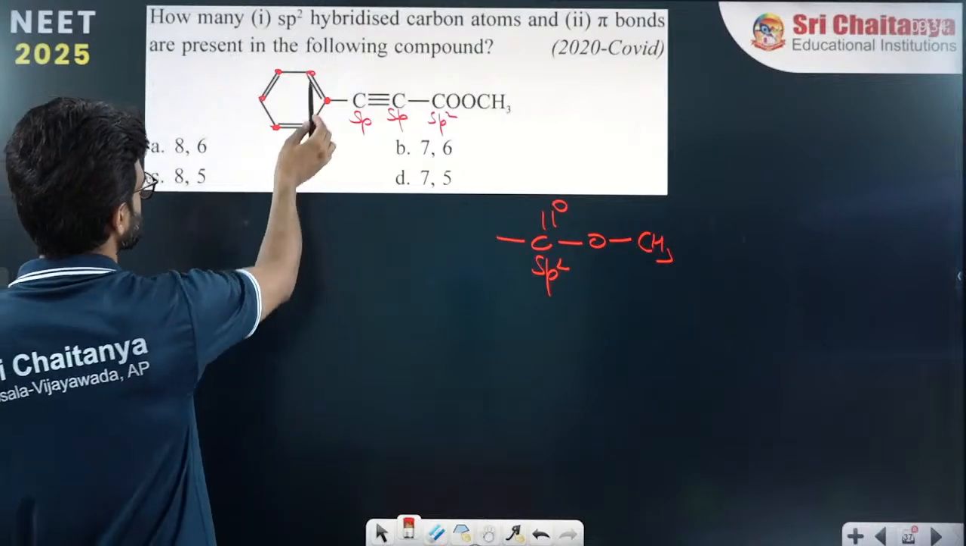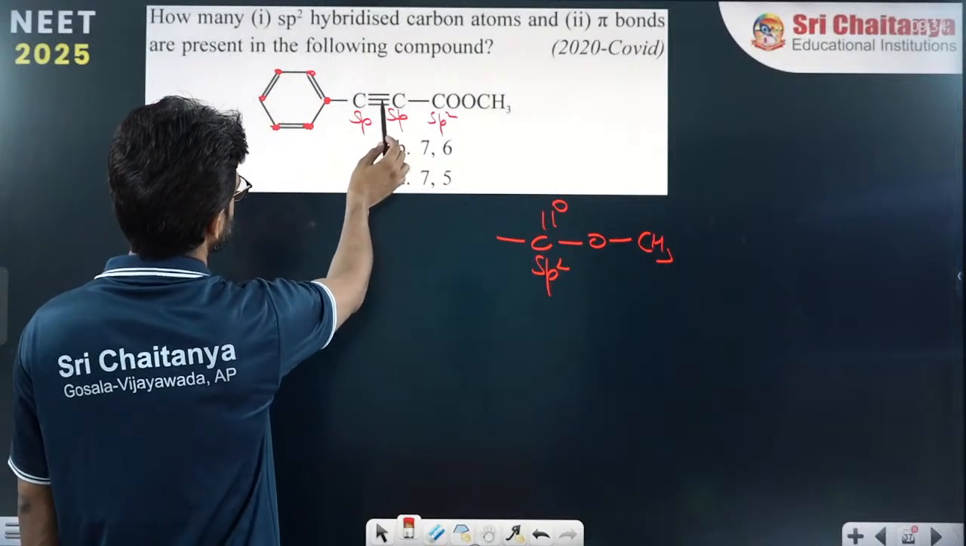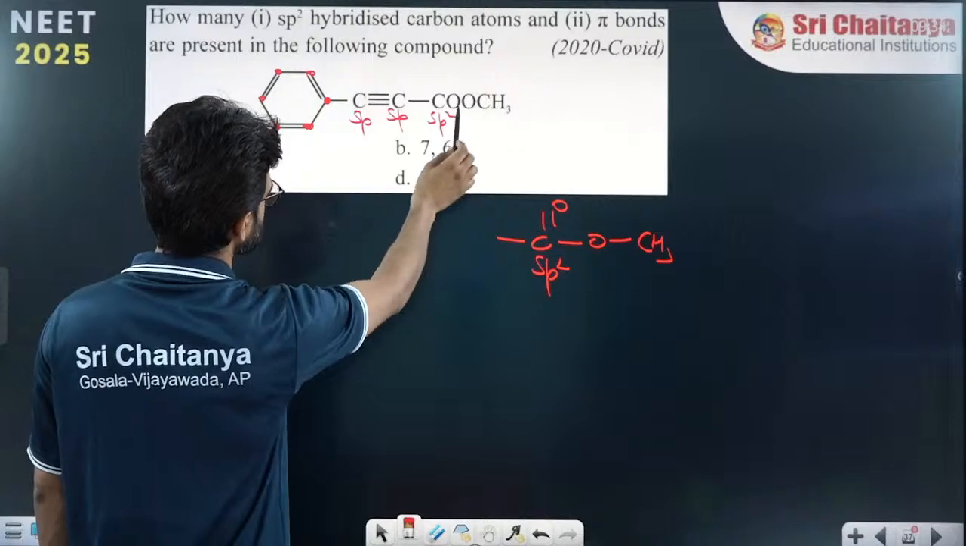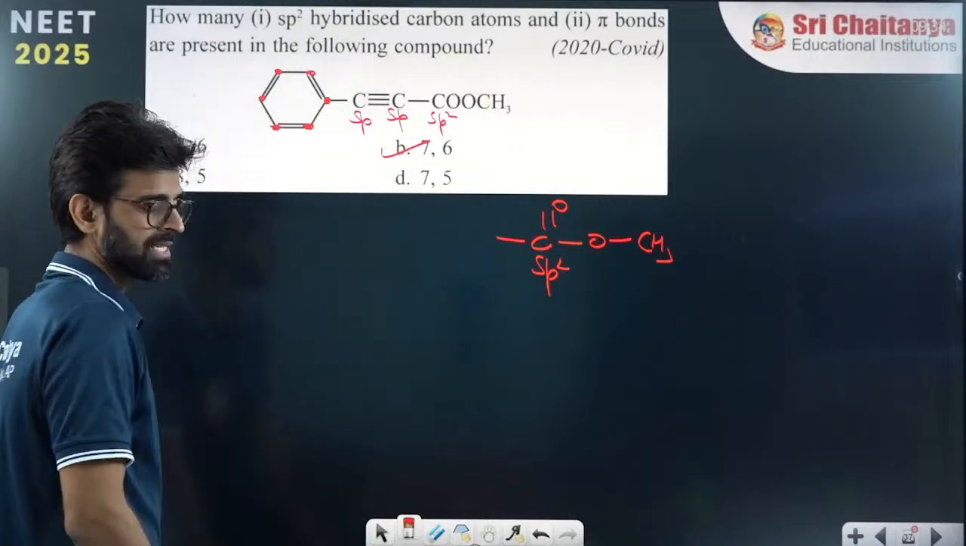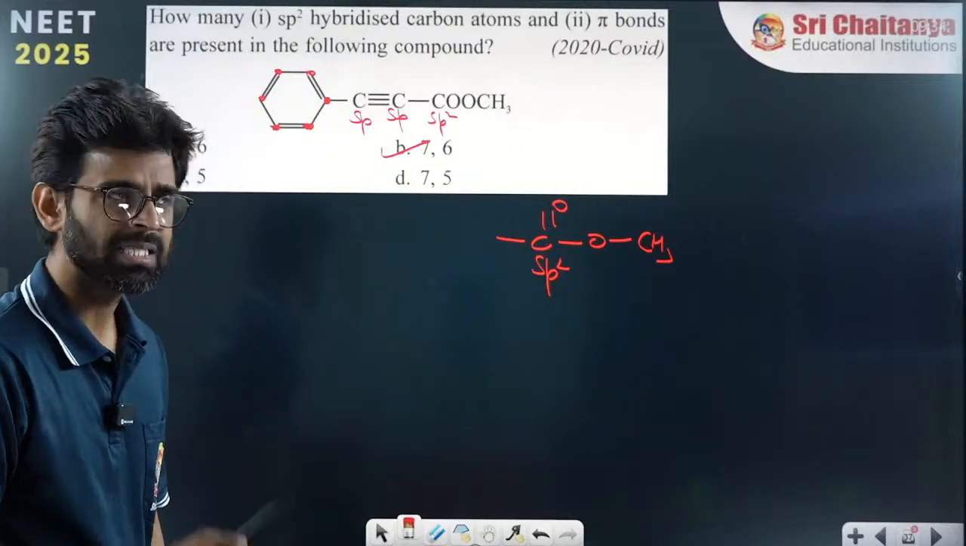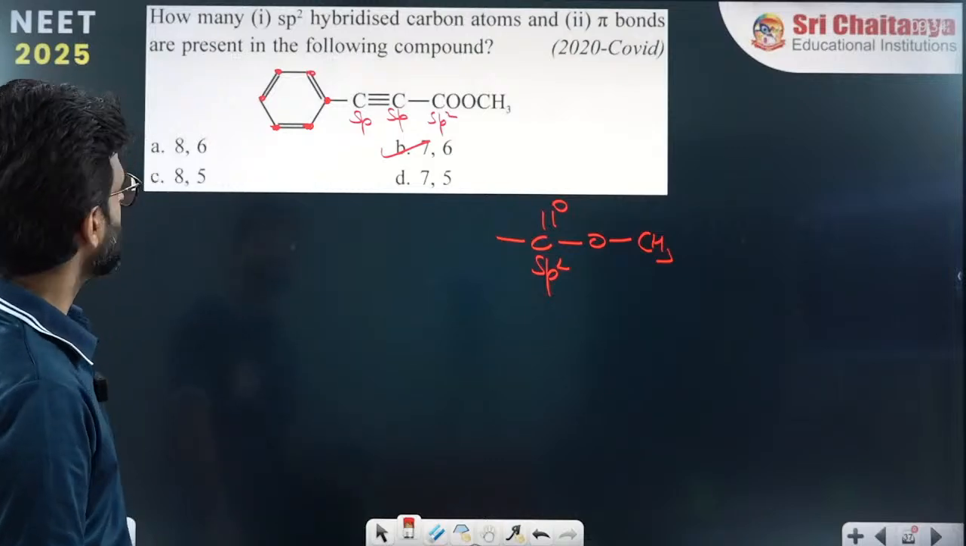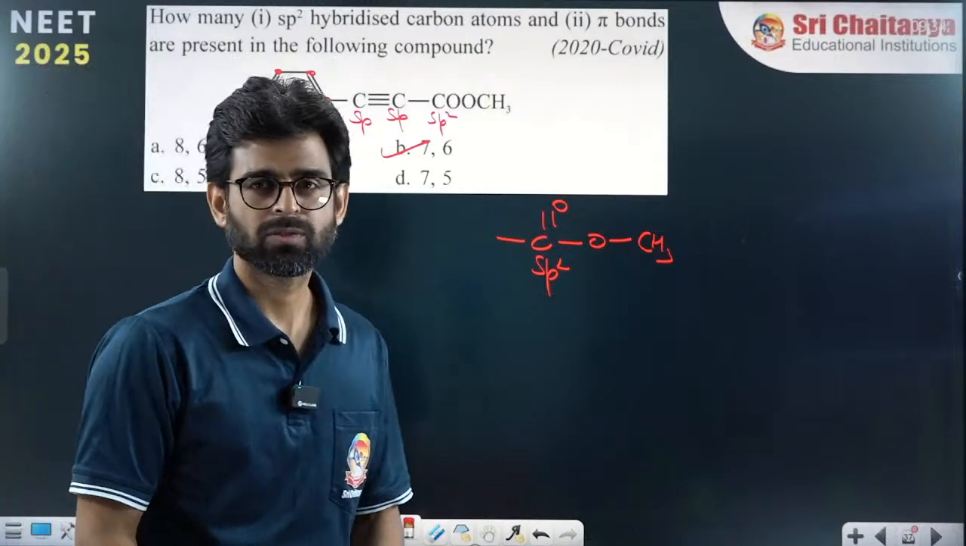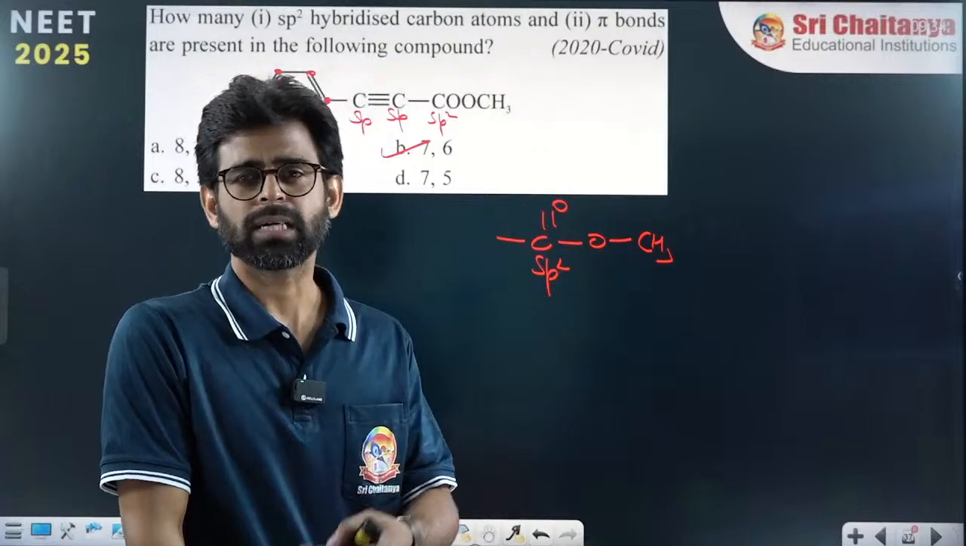So how many pi bonds? 3 here, 2 here, 3 or 2, 5, 5 and 1, 6. So 7 carbons are sp2 hybridized and 6 pi bonds. They are asking total pi bonds, so it can be between carbon-carbon or carbon-oxygen.